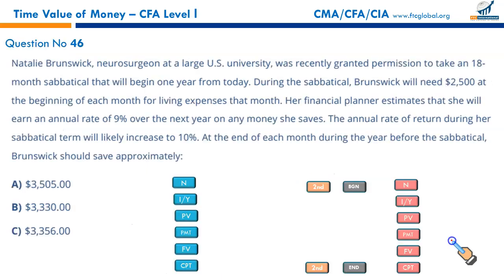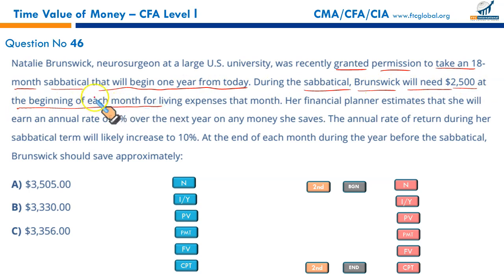All right, next. This is a good one again, a challenging question requiring multiple steps to solve. Natalie Brunswick, a neurosurgeon at a large US university, was recently granted permission to take an 18-month sabbatical, a paid vacation, that will begin 1 year from today, exactly at the end of the 12th month. During the sabbatical, Brunswick will need $2,500 at the beginning of each month, which means she needs this amount at the end of the 12th month.